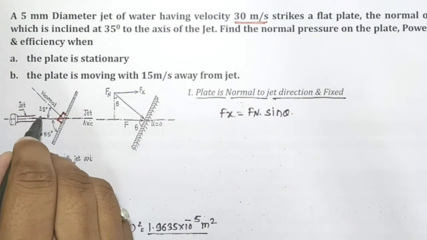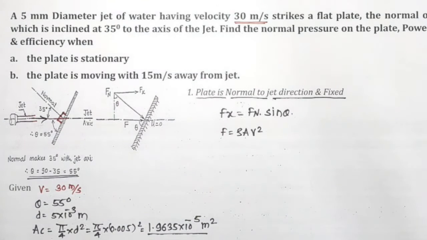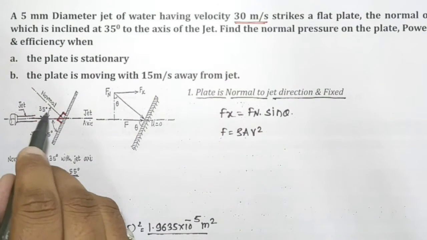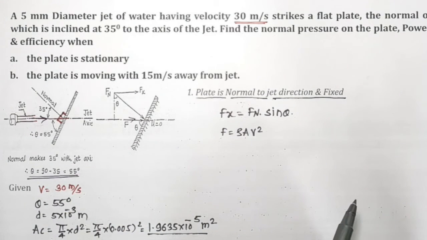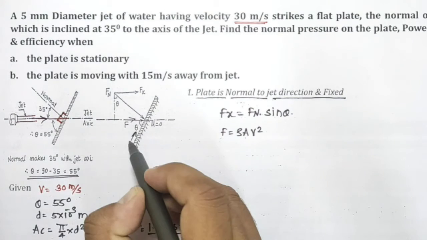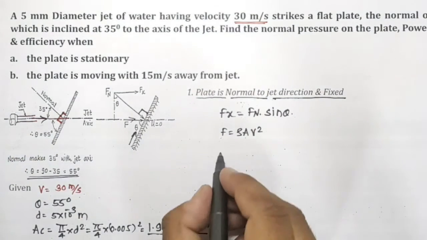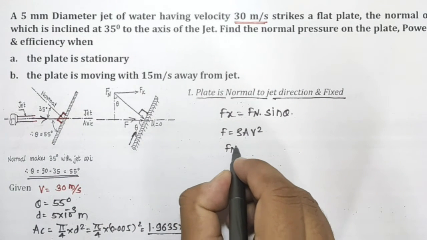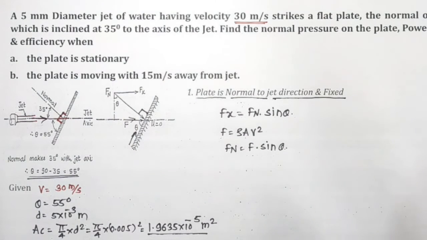So here we have this force F. F is equal to rho a v square. This is nothing but the force potential available in this jet. Now when it strikes the plate, it will have two components. One is along the plate surface and another is normal to the plate. So the normal component is Fn is equal to F sine theta. This is how we can find this normal component.